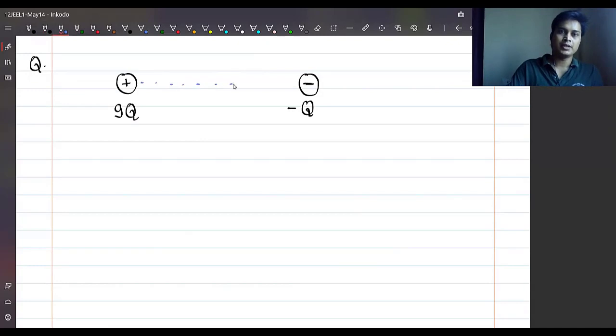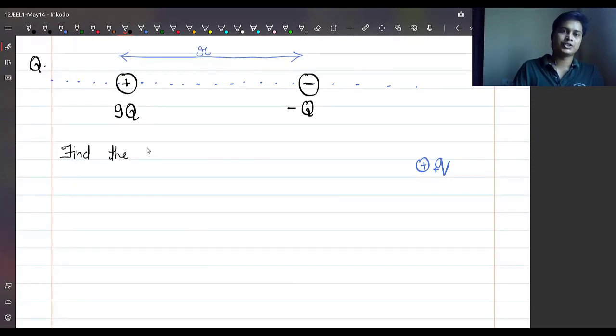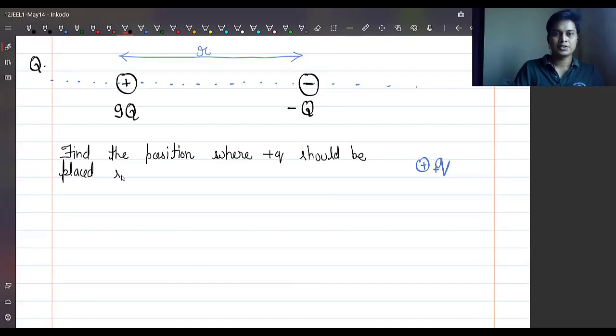Then on this line joining them, I want to keep a third charge q somewhere. This charge is positive, plus q, such that it remains in equilibrium. The distance between them is supposed to be given as r. So the question is, find the position where plus q should be placed such that it stays in equilibrium.